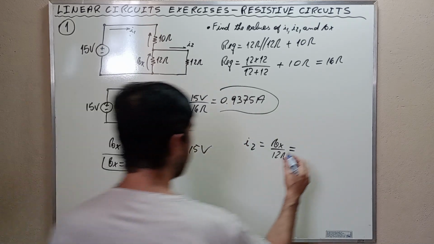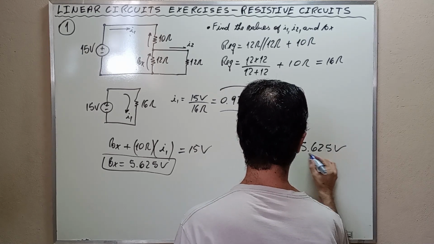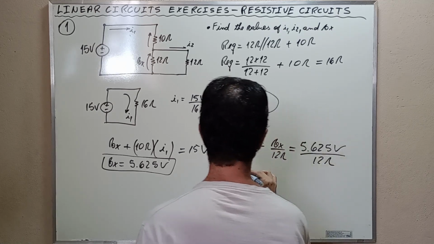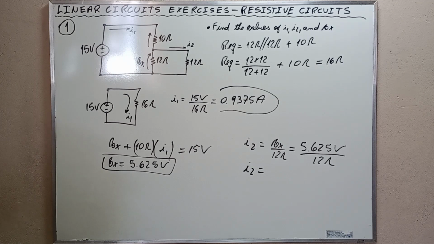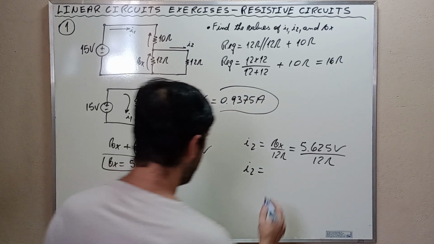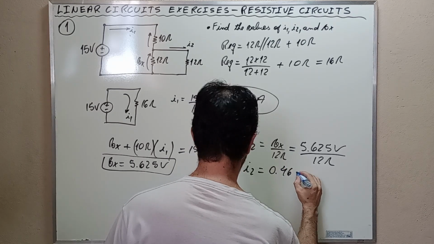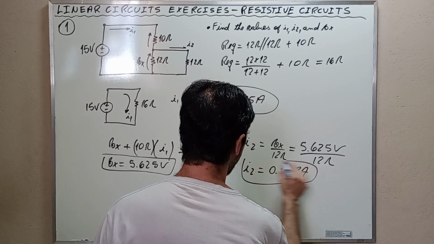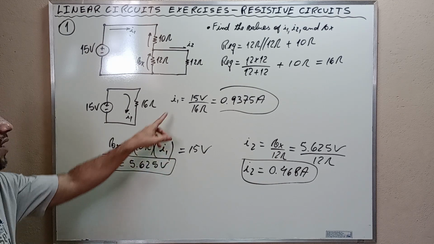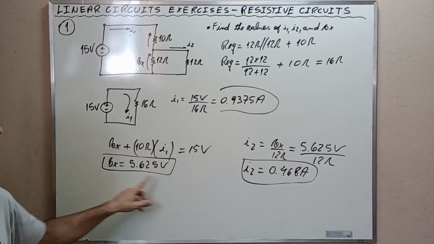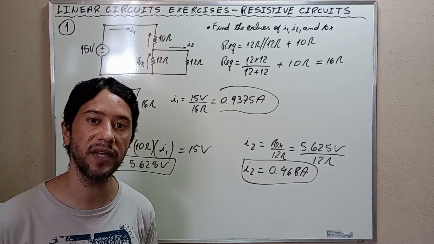Vx divided by 12 ohms is 5.625 volts divided by 12 ohms, and we conclude the exercise by finding that the value of I2 is 0.468 amps. Okay, my friends, this is all the exercise requested of us: the value of I1, the value of Vx, and the value of I2. This is all for exercise 1. Let's go to exercise 2.